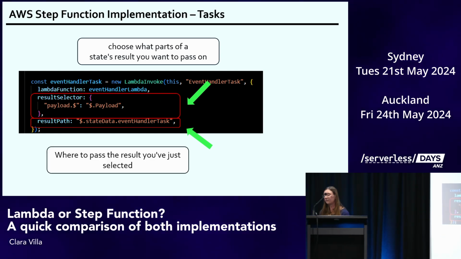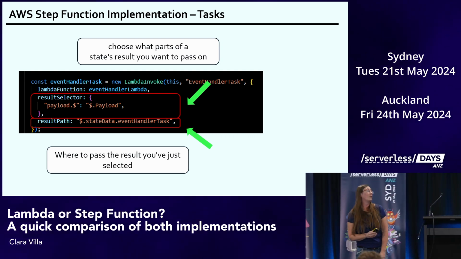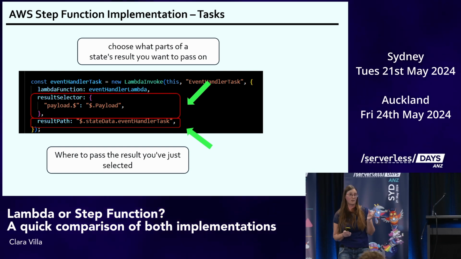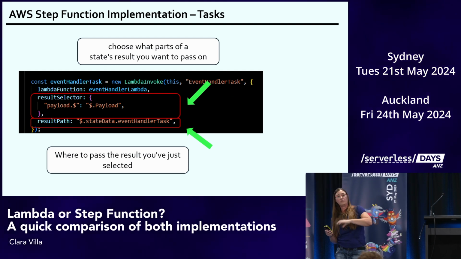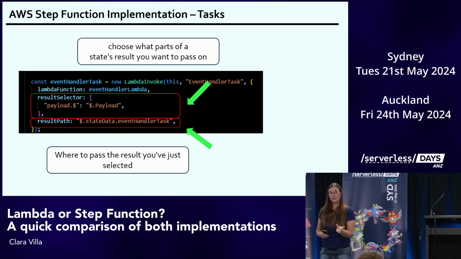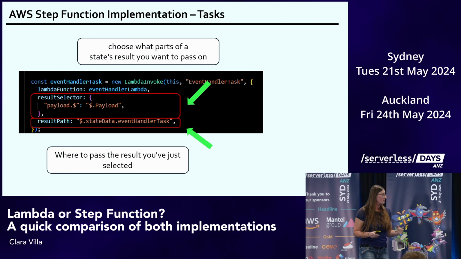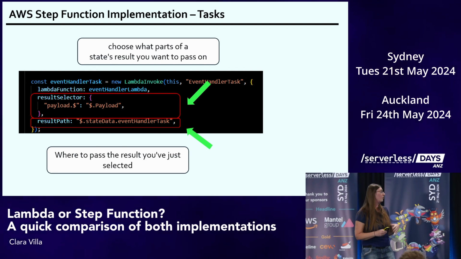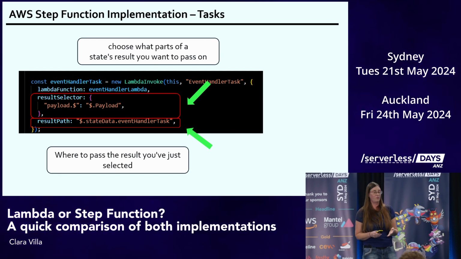And you can see I have this thing called state data.event handler task. So I'm going to use this structure all across my state machine. I'm going to create an object called state data that gets appended on the input, and then it goes out as an output. So your output will be all the input plus the state data object, the name of your task, and then the result of your task. And that allows you to have consistency. So if you need a property from another state, you know where to find it. It's going to be state data dot the name of the task, and then the name of the field.